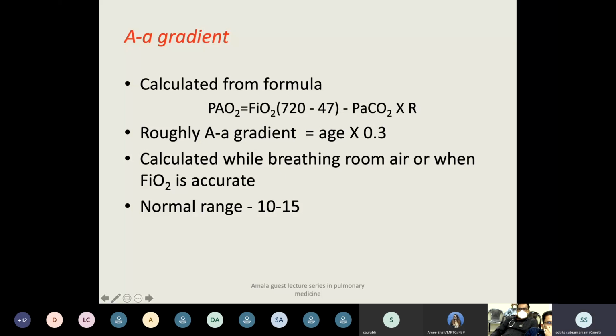calculated. It should always be calculated when you are very clear about the inspired oxygen. So FiO2 should be accurate, or you should be breathing room air. The FiO2 has to be there if you want to calculate the AA gradient. So better get it before you start your oxygen and other management. And the normal range up to 15 is taken as normal.